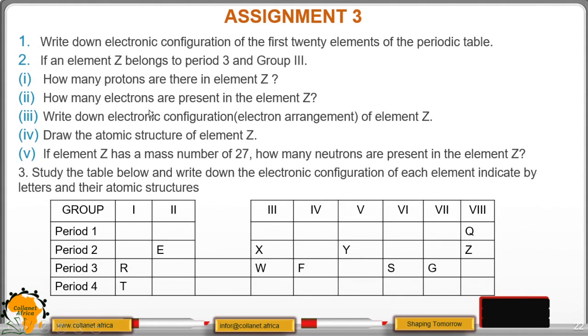Here is the assignment for you: make sure you understand and work them out. Try to relate what you have learned with these.